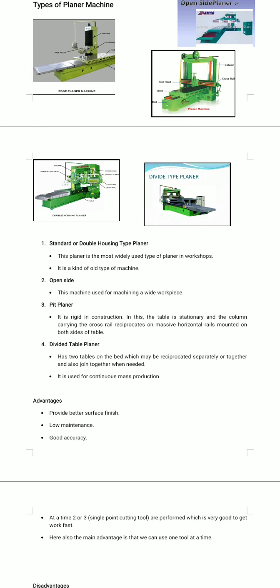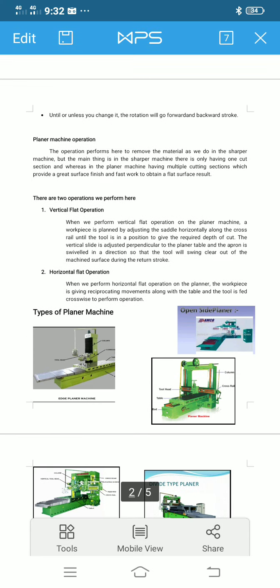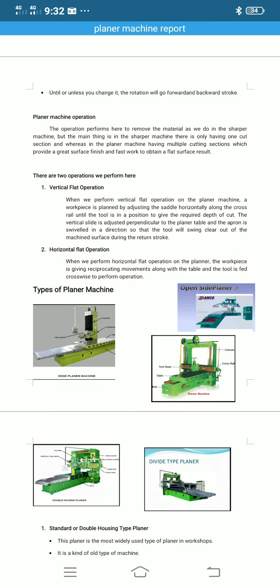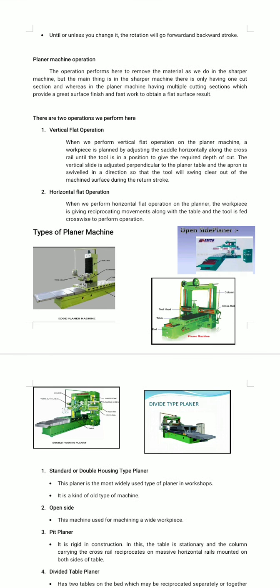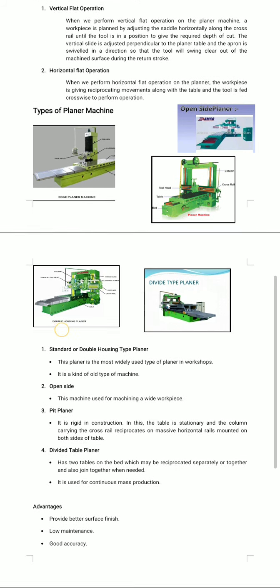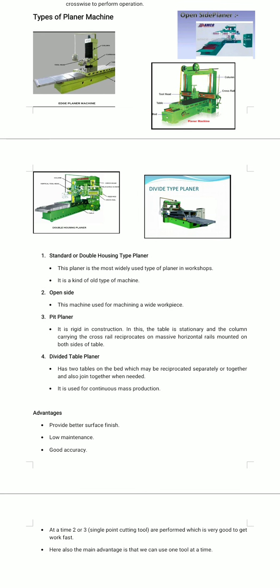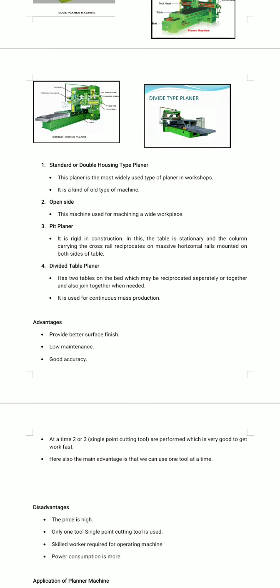Number two, open side planer. This machine is used for machining a wide workpiece. Number 3, pit planer. It is rigid in construction. In this, the table is stationary and the column carrying the cross rail reciprocates on massive horizontal rails mounted on both sides of the table. Number 4, divided table planer. It has two tables on the bed which may be reciprocated separately or together and also joined together when needed. It is used for continuous mass production.